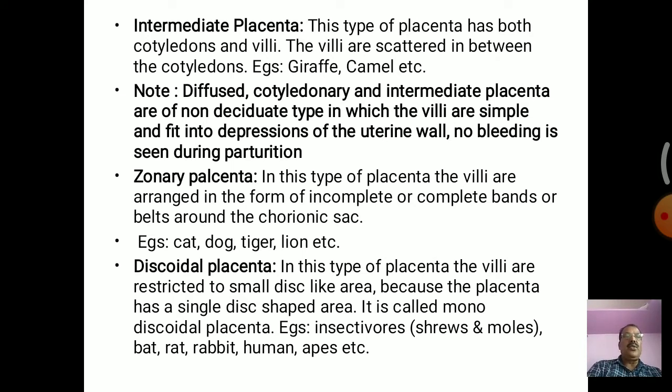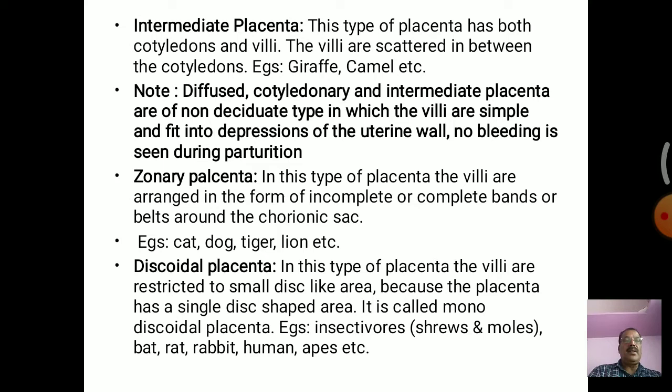Next one is zonary placenta. In this type of placenta, the villi are arranged in the form of incomplete or complete bands or belts around the chorionic sac. So here the villi are arranged in the form of a band around the chorionic sac. Examples: cat, dog, tiger, lion, etc.